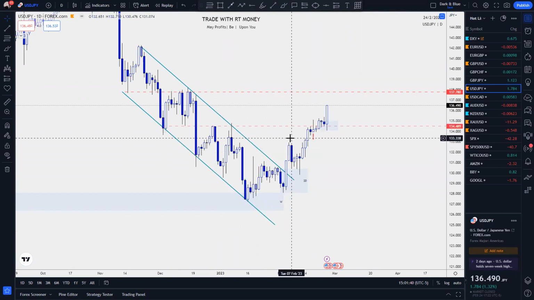Then we have the breakout. This is one I pointed out in last week's video. Go check out that video right now. I'll leave a link in the comment section, okay?